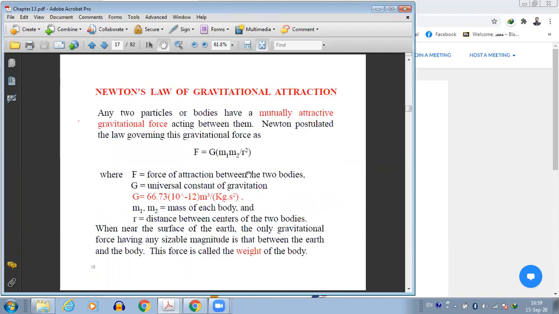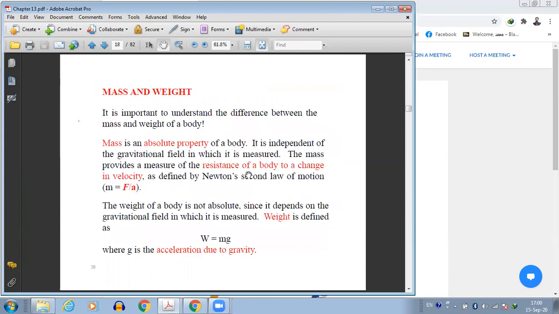There is Newton's law of gravitational attraction as well. You can go through it yourself. Probably you went through this equation in physics or chemistry before as well. Mass and weight. Weight is mass multiplied by gravity. Weight is a force. It is the force with which an object is attracted towards the earth. Anyways, the unit of weight is Newton, the unit of mass is kg.